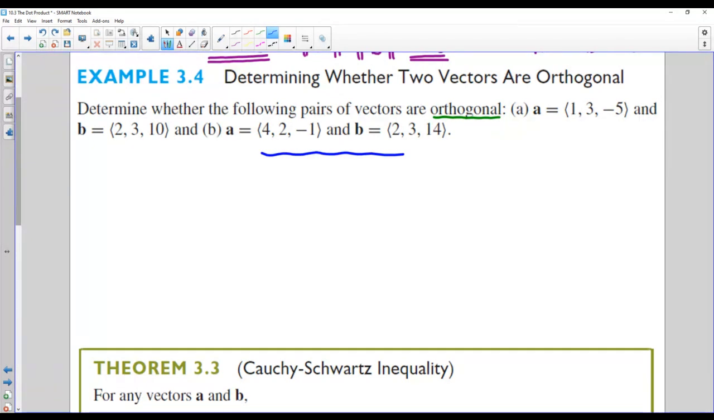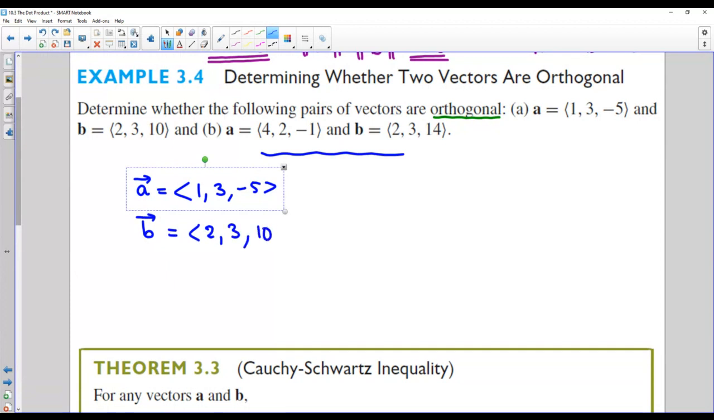Determine whether the following vectors are orthogonal. We have two vectors here: A, which is (1, 3, minus 5), and B, (2, 3, 10). My question is, are these two vectors orthogonal? Do they make an angle of 90 degrees or not? So what do we do to answer this question? What do we need to find?